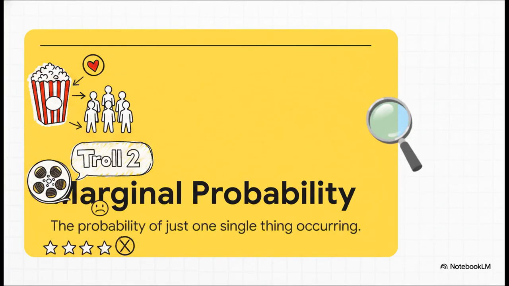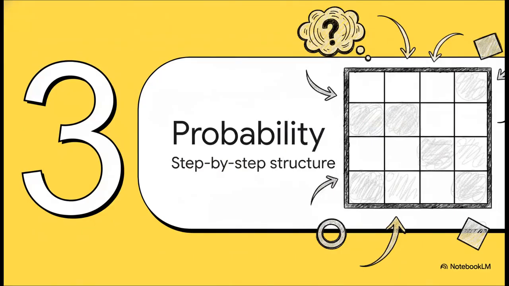In contrast to that, marginal probabilities only look at one single variable entirely in isolation. So if we just want to know the probability of someone not liking popcorn, we simply count them up. If 2 out of 5 people in our dataset don't like popcorn, our marginal probability is 2 divided by 5. Or if 1 out of 5 people simply doesn't love Troll 2, well, that marginal probability is 1 divided by 5. Make sense?